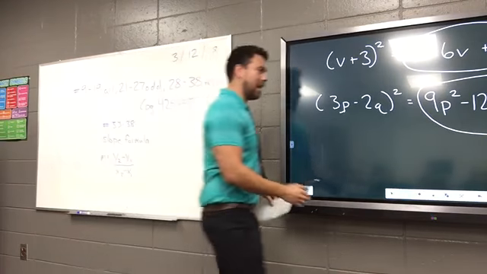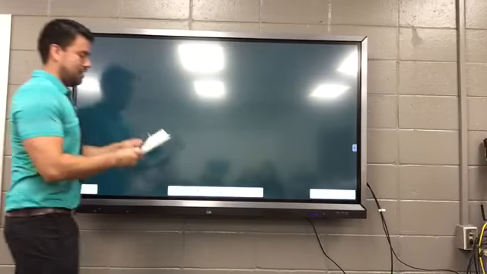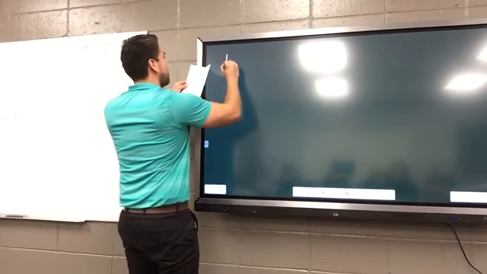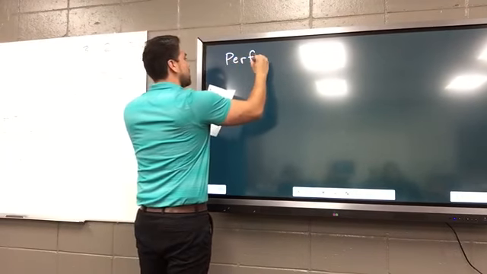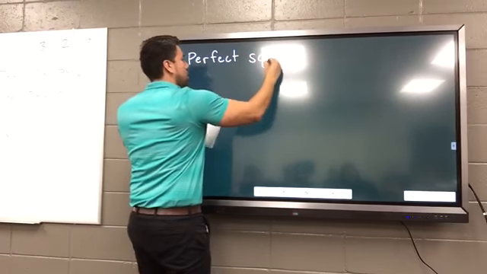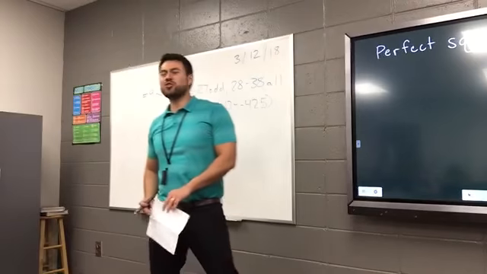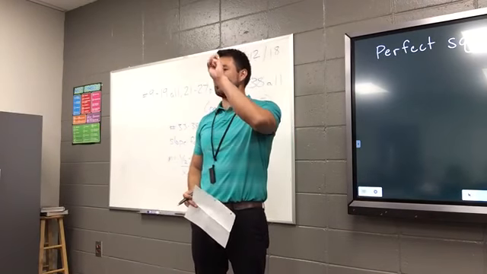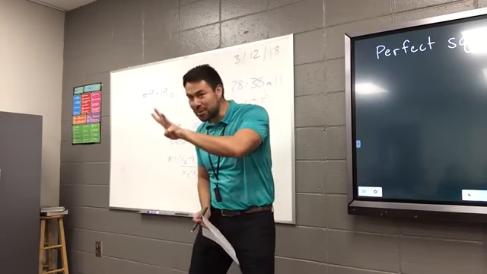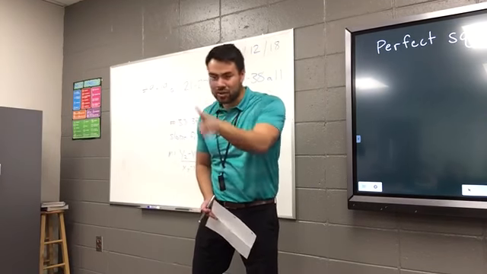Okay, here it is. I'm going to give you a couple notes. Perfect square trinomials. What in the world did he just say there? Perfect square trinomials. Okay. Perfect square trinomials have to have how many terms? It has to have 3. Why? Because it's called a trinomial.